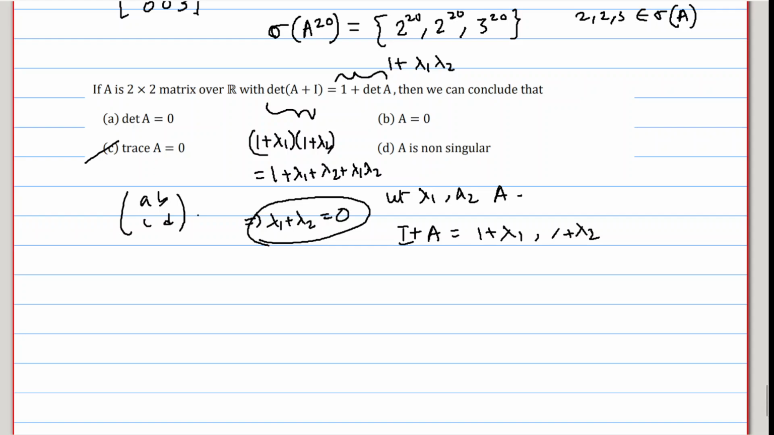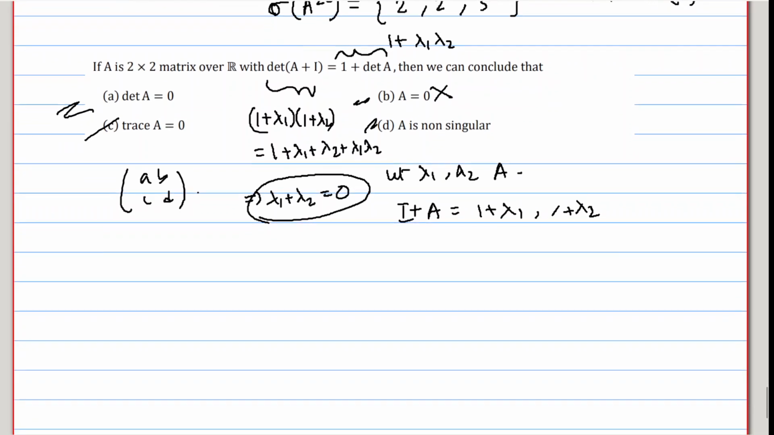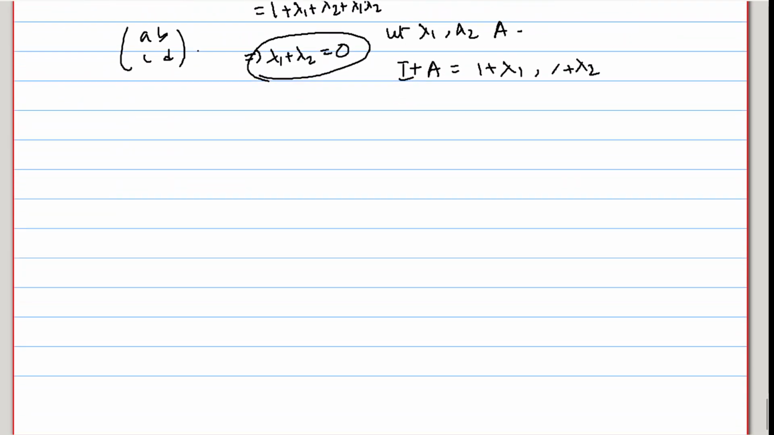And what else can we conclude? Determinant need not be 0. A need not be the 0 matrix. All those you can find examples. These are all examples. Yep, so that's pretty much it. Let's go ahead.